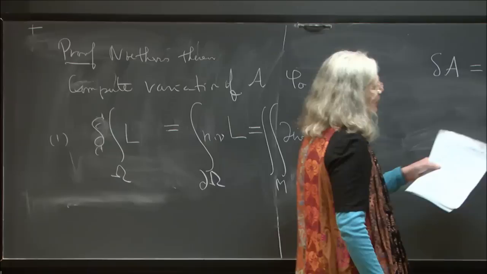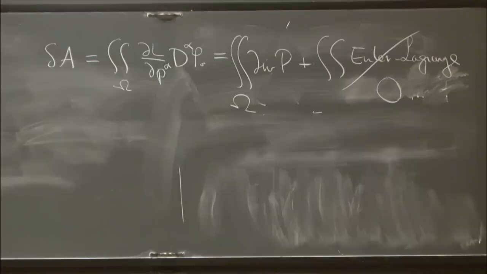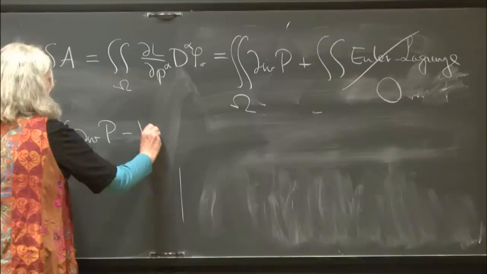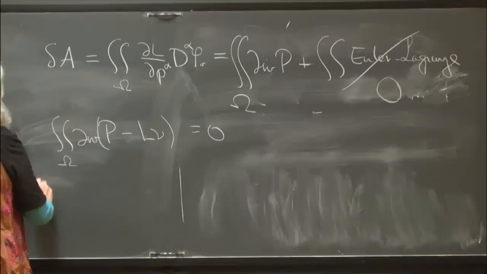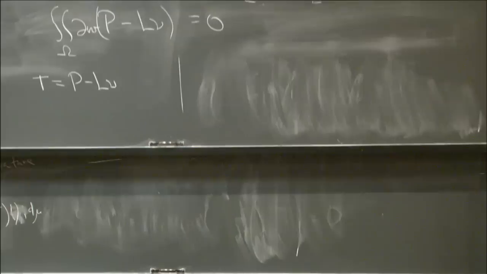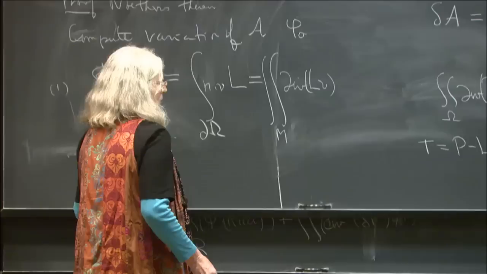So now we just notice that we have this tensor, the integral over omega of the divergence of P minus L sigma is equal to 0. And so our conservation law is P minus L v. Okay, so that's where that comes from. Now, the question is, what went wrong with Einstein's equation? I guess I started to do it and I got lost.